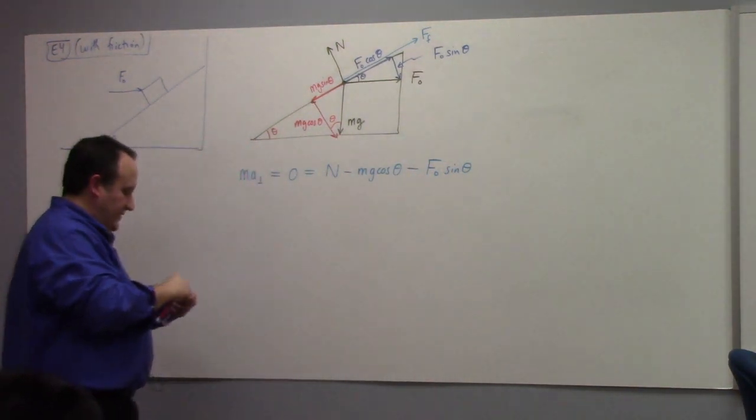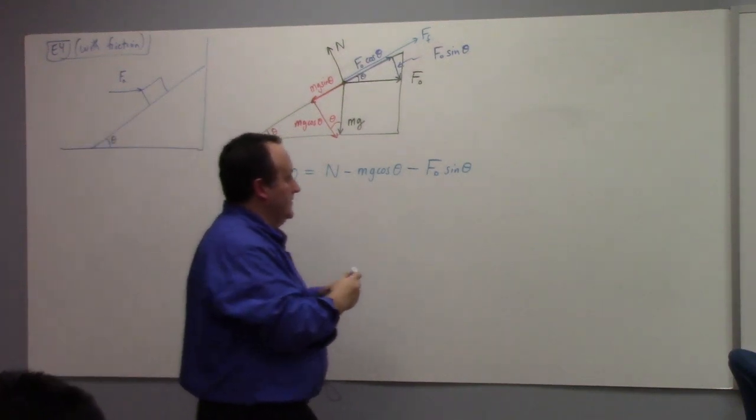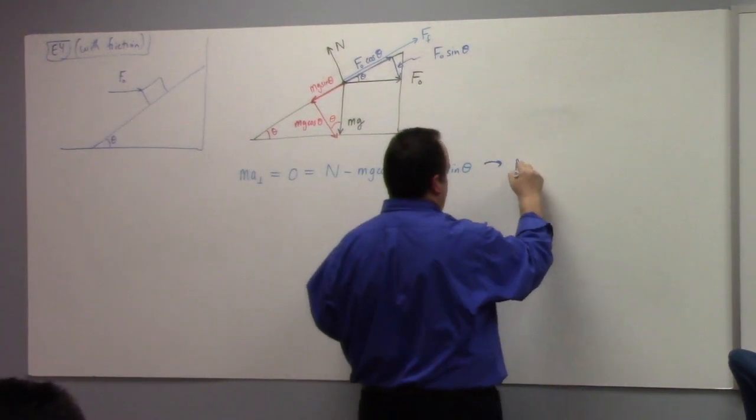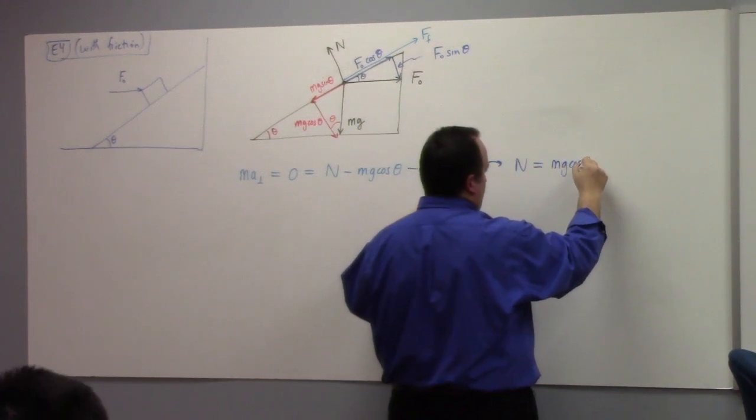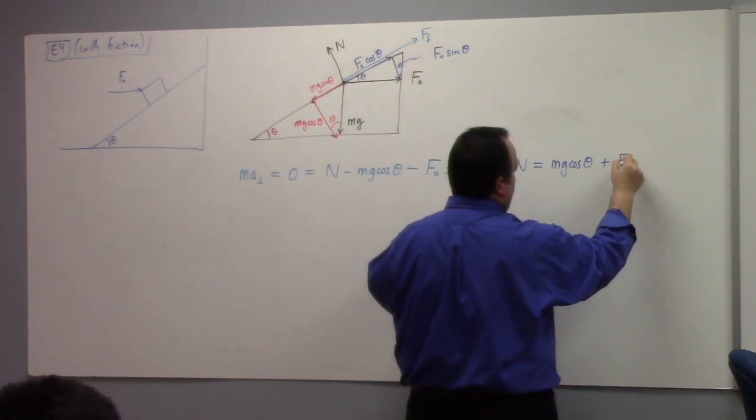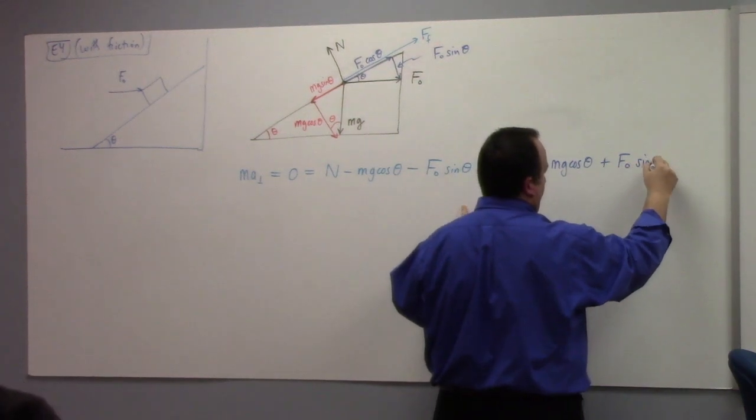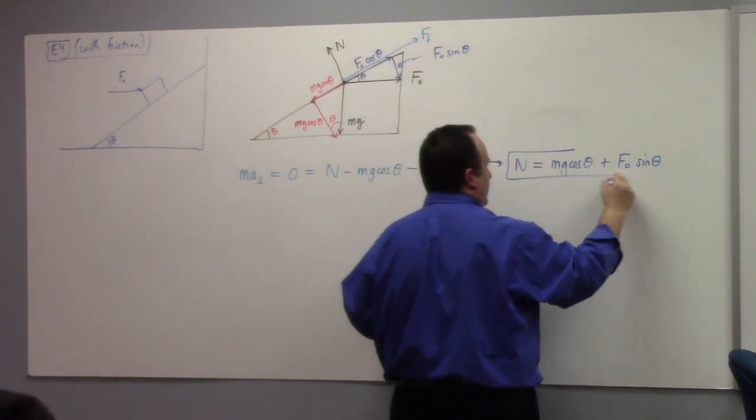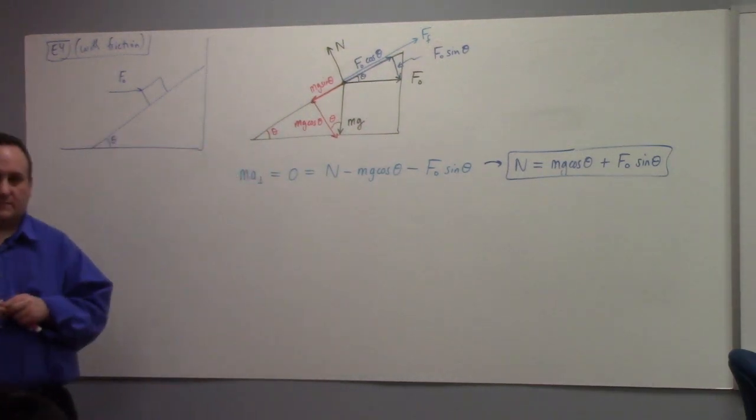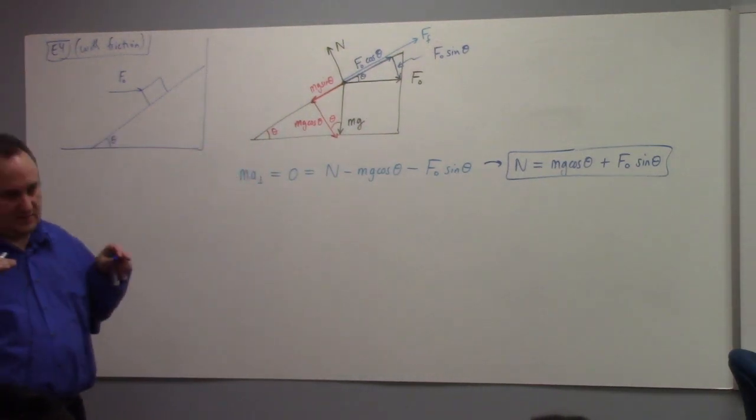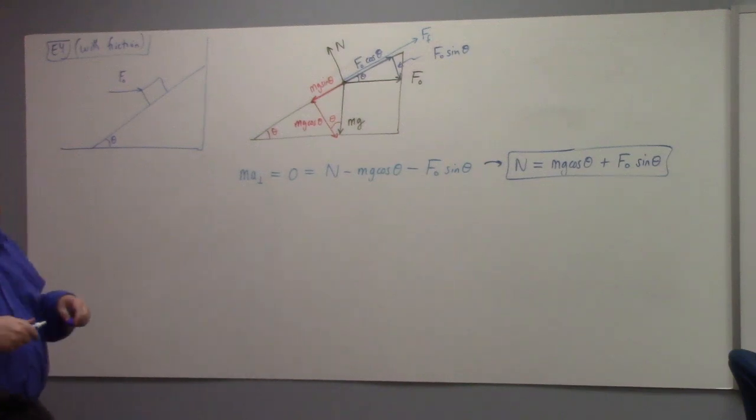So what does this say? This says that the normal force in this problem is equal to mg cosine theta plus F0 sine theta. So there you go. The normal force is more interesting in this one, right? If you're pushing on the box, you're messing with the normal force as well, right?